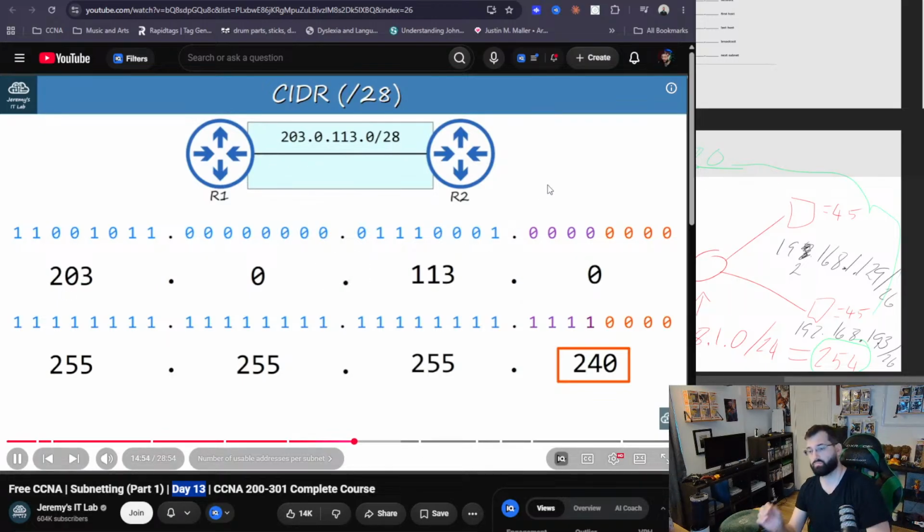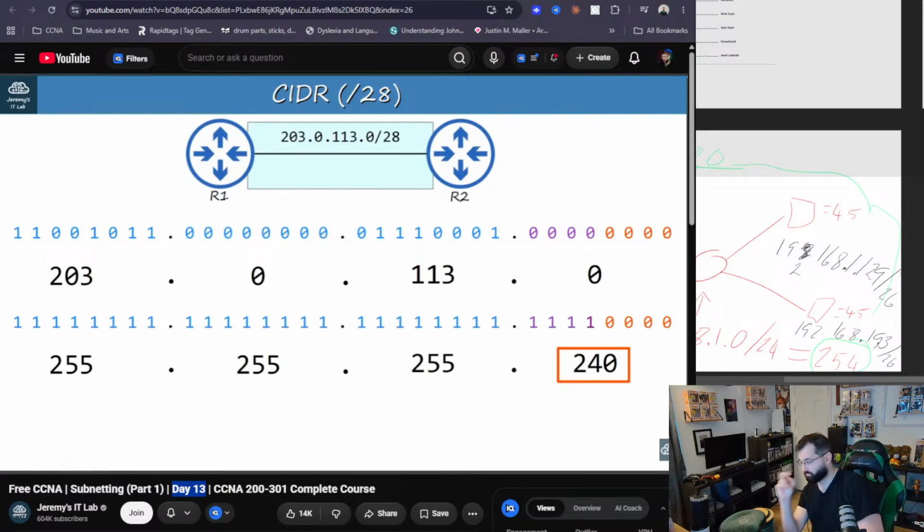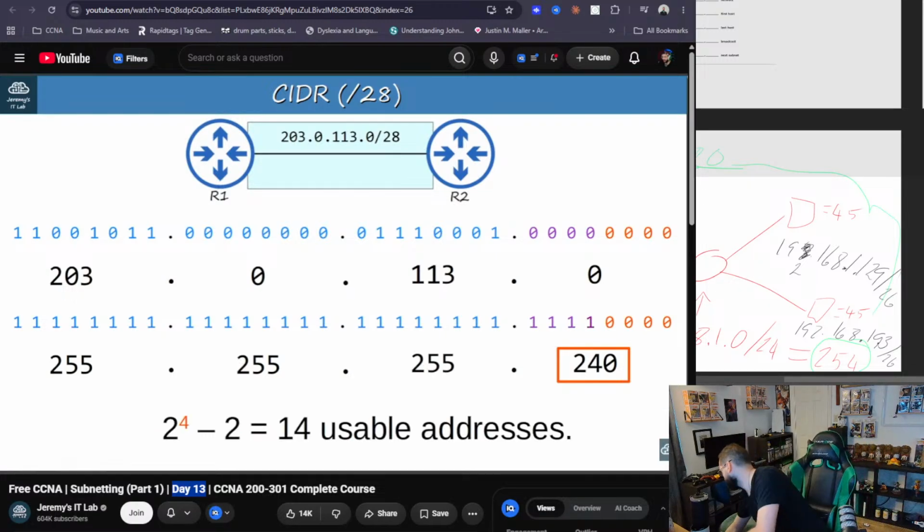With a /28 prefix length, the mask is written as 255.255.255.240 in dotted decimal. There are now only 4 host bits, so that means there are 14 usable addresses. After assigning addresses to R1 and R2, this would mean only 12 wasted addresses. But we can make this address space even smaller to make our addressing even more efficient.